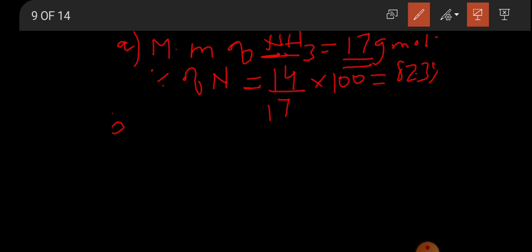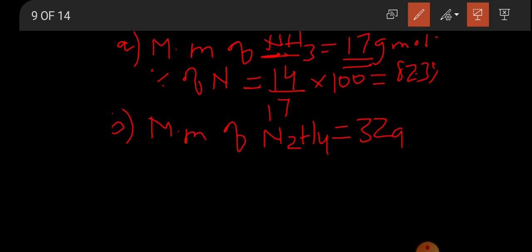So B part. The next compound is N2H4. Molar mass of N2H4 is 32 gram per mole. 14 multiplied by 2 plus 4 multiplied by 1, so you will get 32.